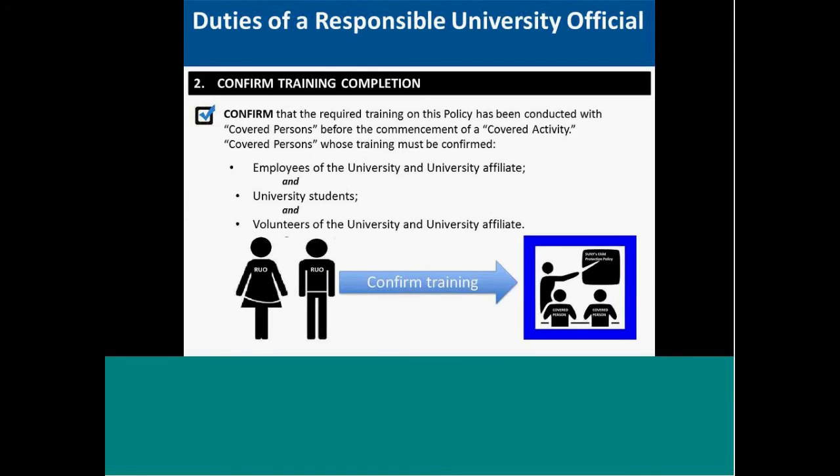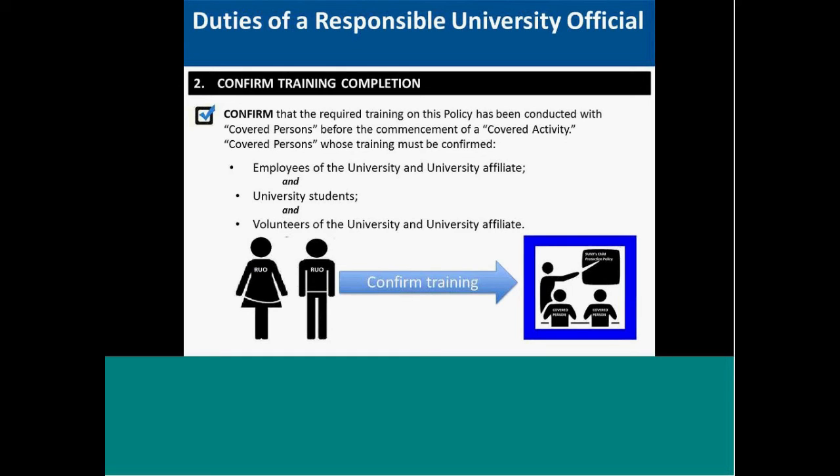The second duty of the responsible university official is to confirm that the required policy training has been conducted with the covered persons before the commencement of the covered activity. The responsible university official must also confirm that the required training has been completed by covered persons who are employees of the university and university affiliates, university students, and volunteers of the university.